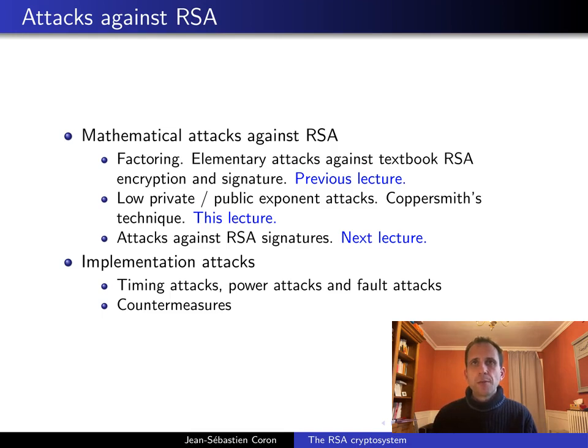So let me describe the main attacks against RSA. First, we have the mathematical attacks against RSA. First, we have factoring, of course, and also all the elementary attacks against textbook RSA encryption and signature that we have seen in the previous lecture. In this lecture, I will cover the attacks against RSA when we have a low private exponent or a low public exponent. This is mainly based on Coppersmith's technique, and I will explain Coppersmith's technique in detail.